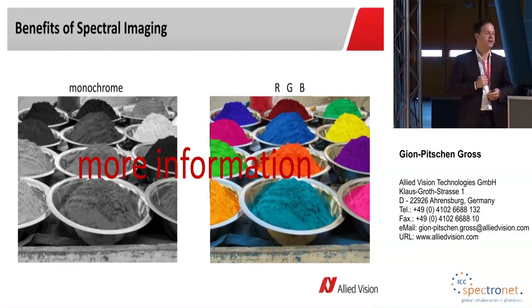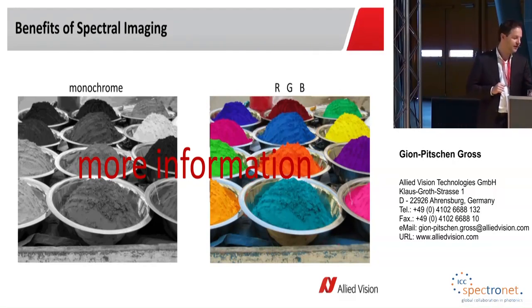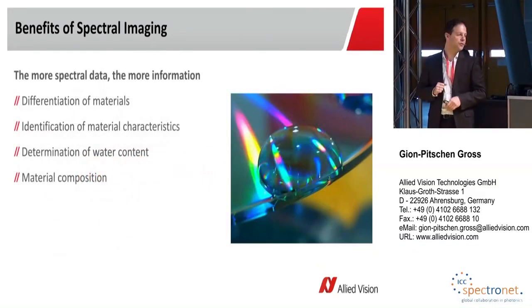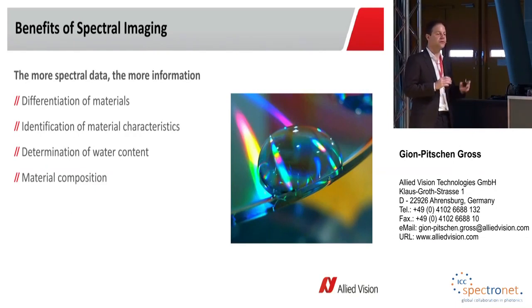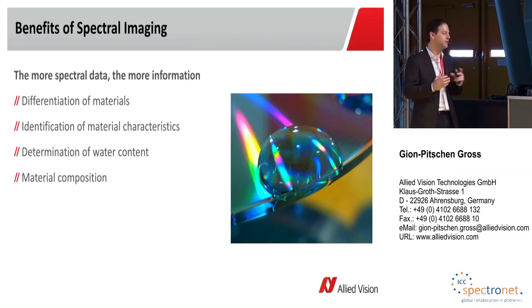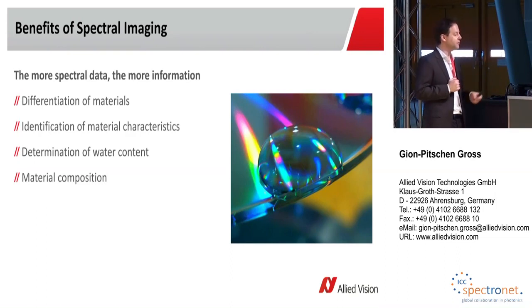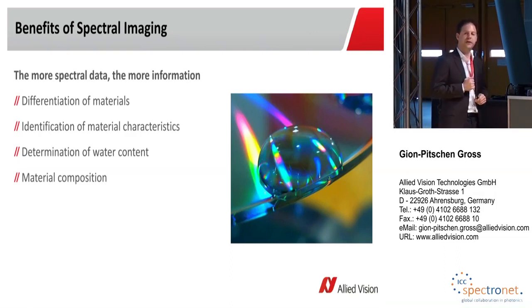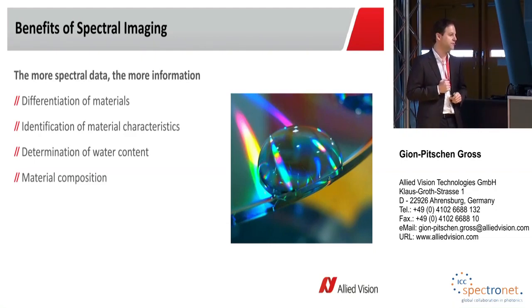So this is a basic property of spectral imaging, that it gives me more information than if I don't have any differentiation. So generally I can say the more spectral data I have, the more information I can extract from the image. I can start to differentiate different materials. I can even identify some material characteristics. For example, I can determine the water content of certain materials, or even the material composition.